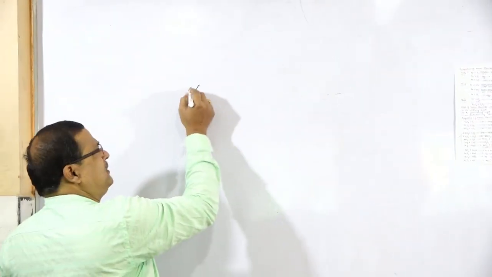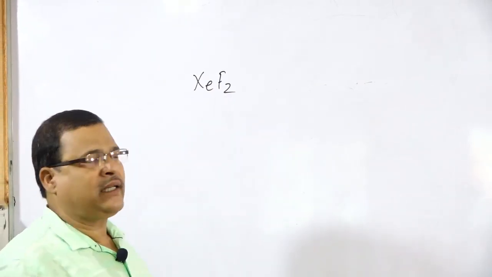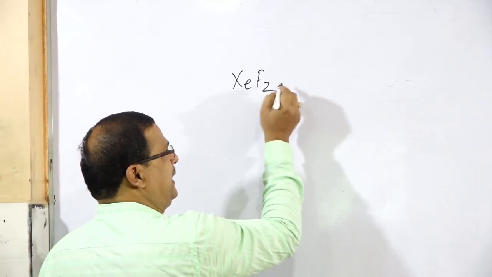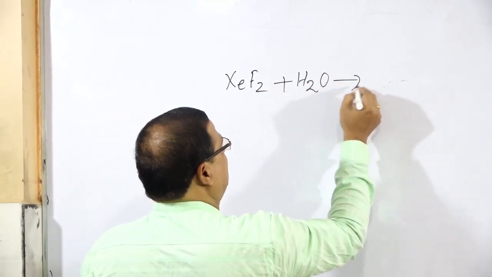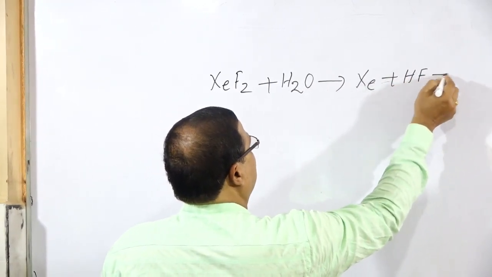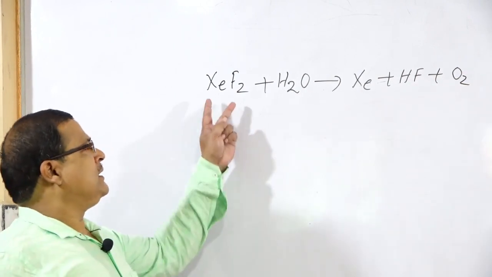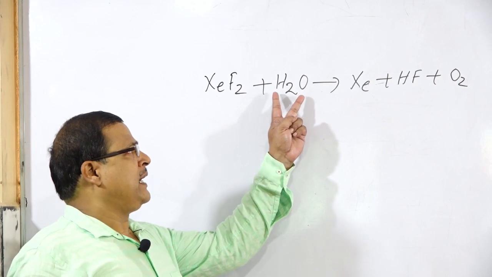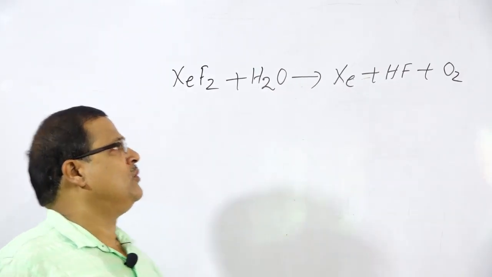So xenon difluoride hydrolysis means the interaction with water, then the formation of Xe plus HF plus O2. We have to balance this equation. Xenon difluoride reacts with water, there is the formation of xenon, HF and O2.